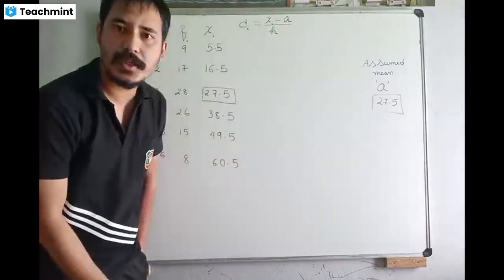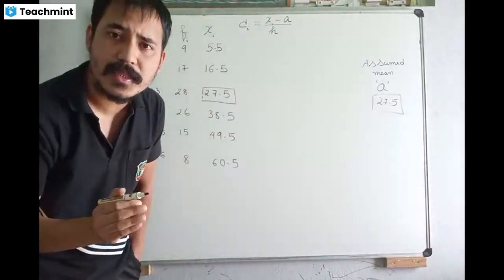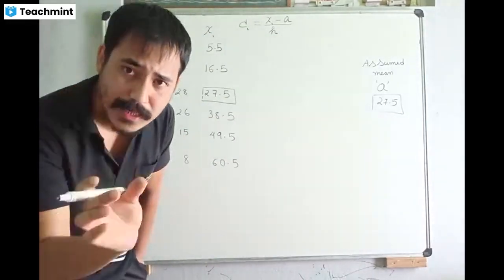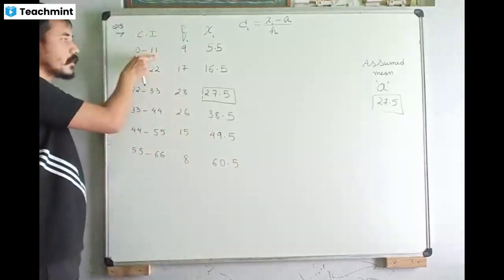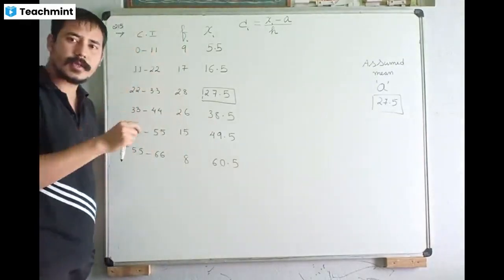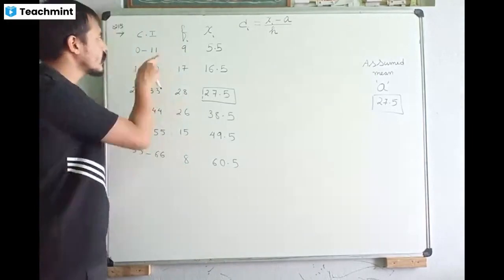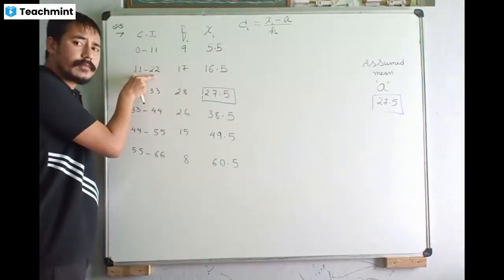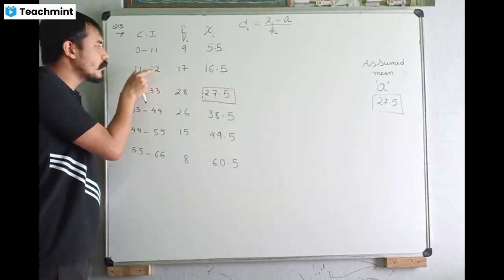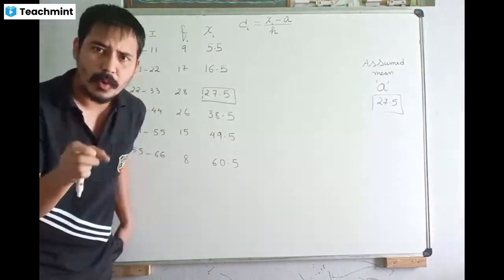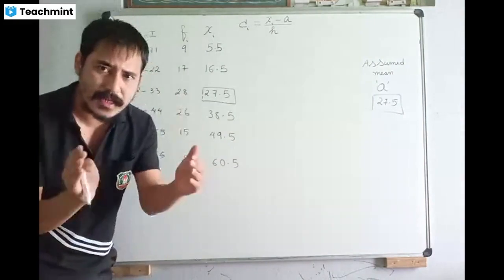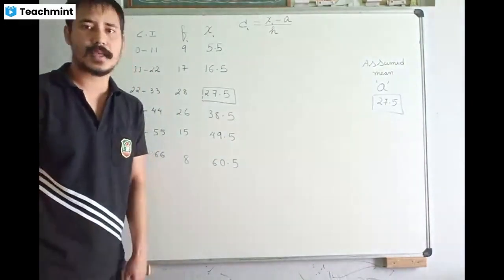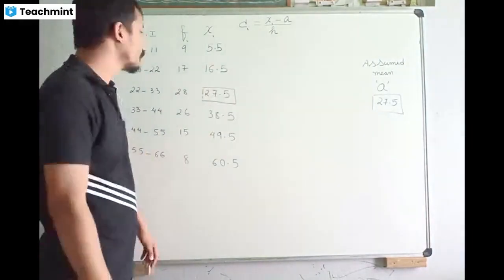From where does this h come? What is h? h means the size of the group. Your first group is 0 to 11. What is the size? 11 minus 0, 11. Your second group is 11 to 22. What is the size, the thickness, the width of the group? Group size, or we say step size. Anything, that is your h.